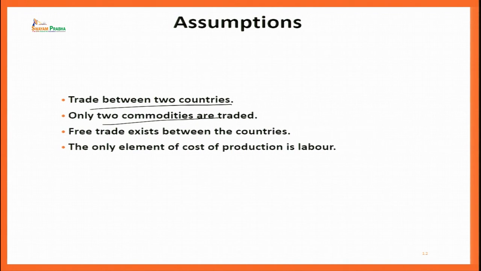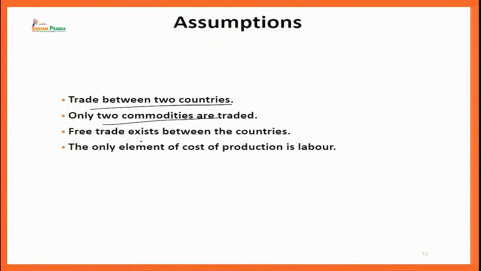This is also a criticism of the absolute cost advantage theory, that there is the possibility a country may be excellent in the production of two commodities, right? Why are you just stating that a country is good in only one? There may be the possibility the country has excellence in two areas, then what will happen? So that was a criticism, and this was the assumption on the basis of which this entire theory was based.